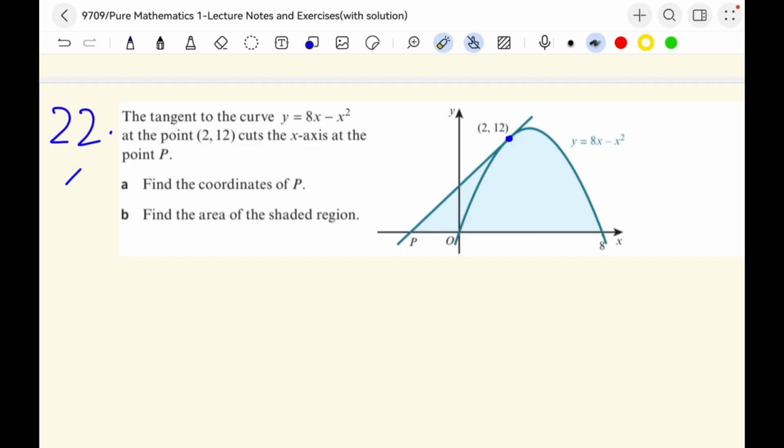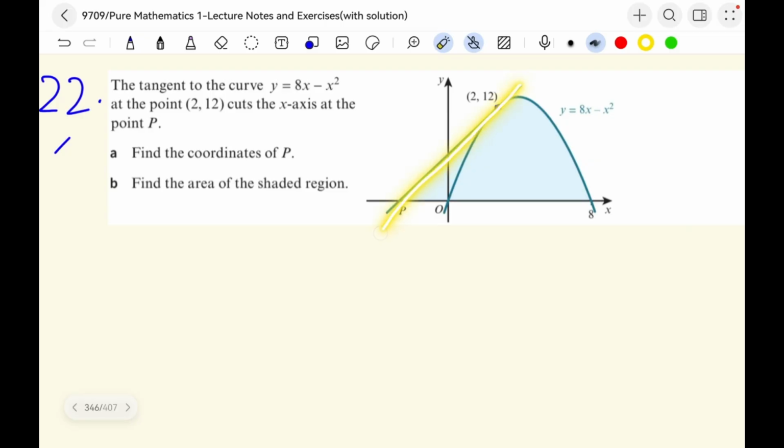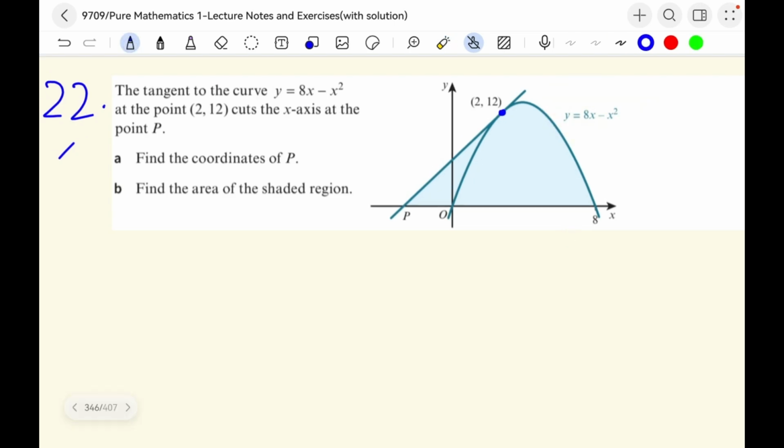So when we are trying to get the gradient of this tangent, what can we relate? Okay, take a look at the equation. All right. y equals 8x minus x squared. So by using the definitions, obviously it is dy/dx. So dy/dx is the gradient of the tangent. All right. So differentiate it now. You will get 8 minus 2x.